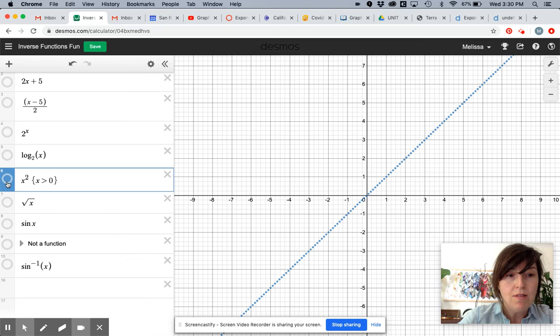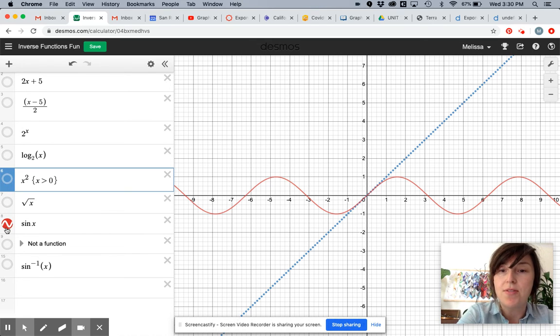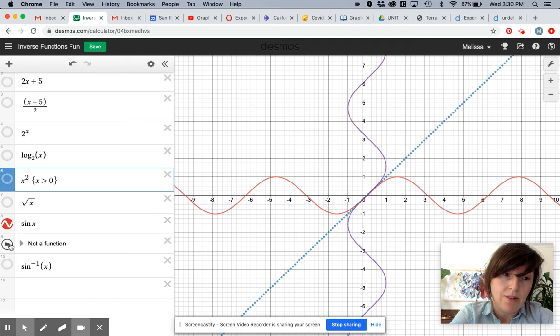So now let's talk trig. Let's talk about the sine of x. We notice that it does not pass the horizontal line test because it is periodic. It's going to keep going over and over and over again. We might expect the inverse to look something like that, but that doesn't pass the vertical line test. It is not a function.